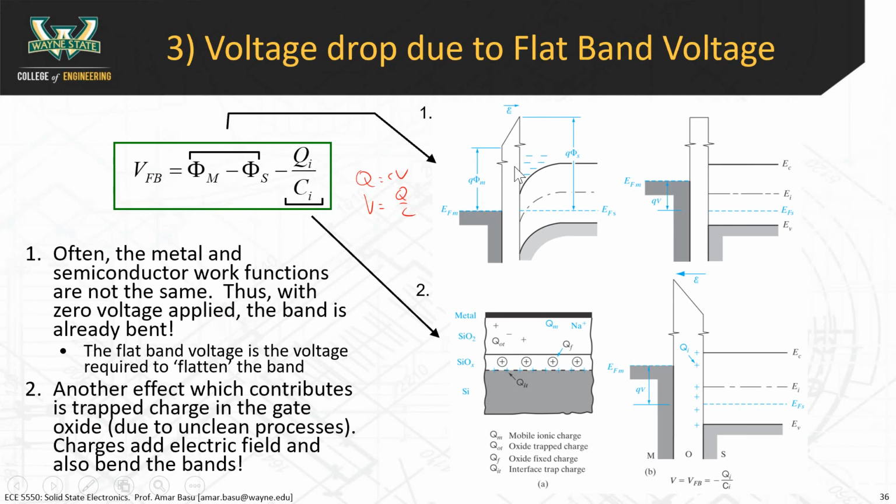So both of these effects, the phi m minus phi s, and then the charges trapped in the gate, will both cause the band to become unflat. And the way that it was done before is that you would actually apply a certain gate voltage to flatten out the bands so that you don't get any electric field, you don't get any depletion region within the gate, and that's how you determine what your flat band voltage is.